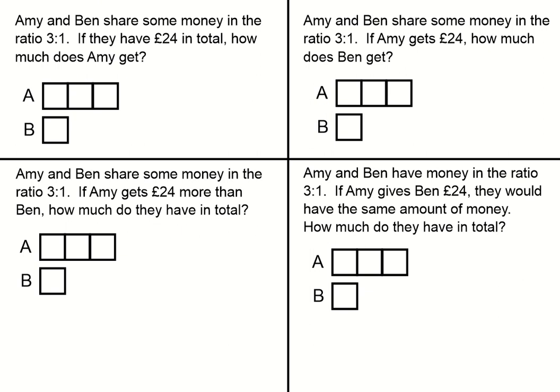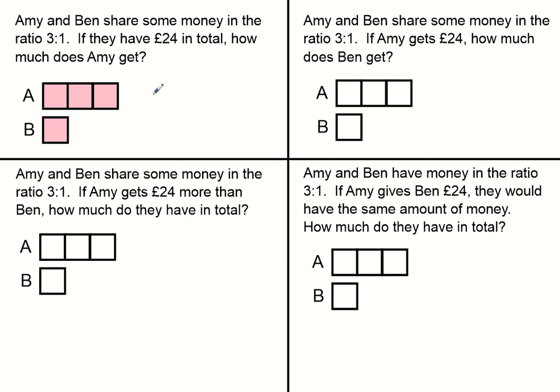What changes from question to question is what part of that question the £24 is actually dealing with. So if you look in the first question, Amy and Ben share some money in the ratio 3:1. In this case, the £24 is the total amount of money. So that's all 4 blocks put together is the £24. So how much does Amy get?